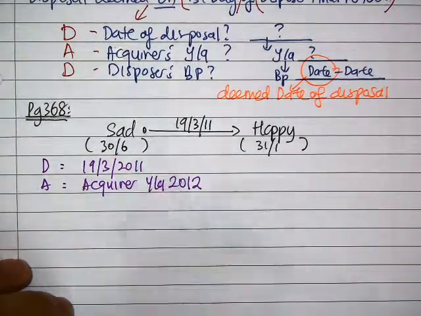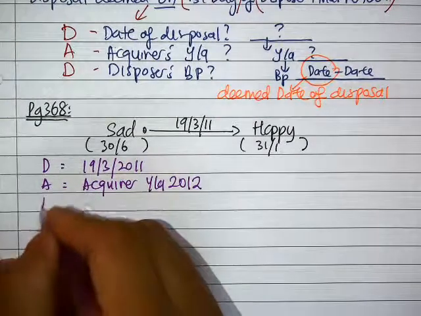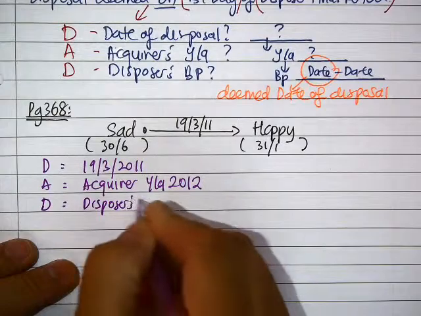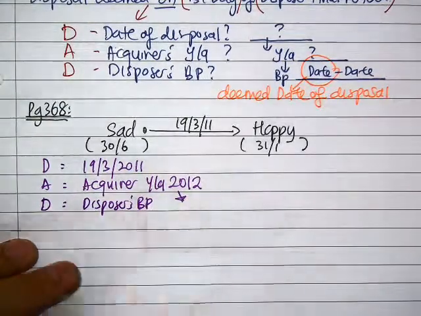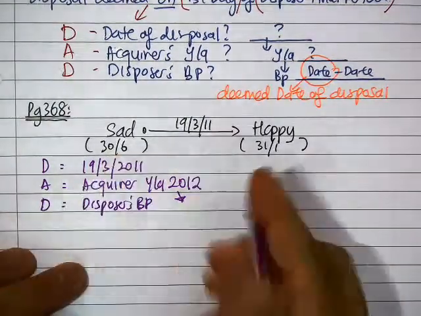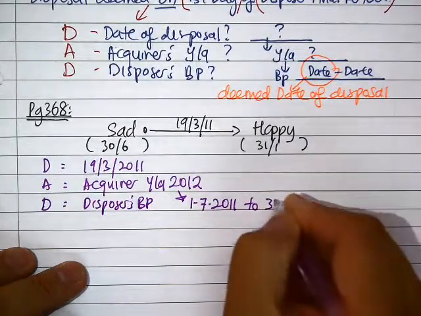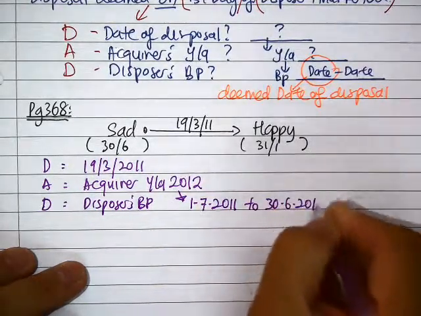Okay. But anyway, the examiner might want you to state the date of disposal. Now, the disposal basis period for YA 2012 is what? Now, 1st of July 2011 until 30th June 2012.